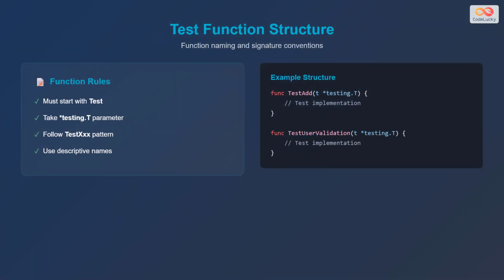Let's look at the structure of test functions in Go. First, test function names must start with the word Test. Second, they must take a pointer to testing.T as a parameter. They should follow the TestXXX pattern, where XXX is a descriptive name of what you are testing, and you should use descriptive names to clearly indicate the test's purpose. For example, you might have a function named TestAdd, which takes t *testing.T as an argument. Or, you might have a function named TestUserValidation, which also takes t *testing.T as an argument.